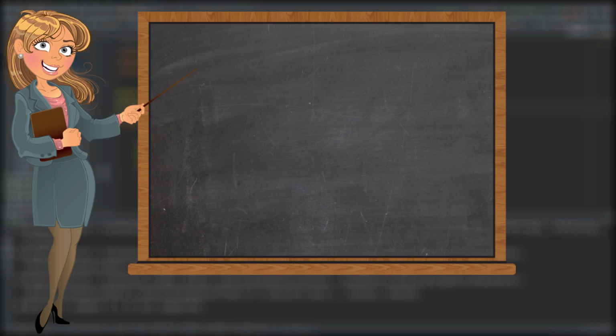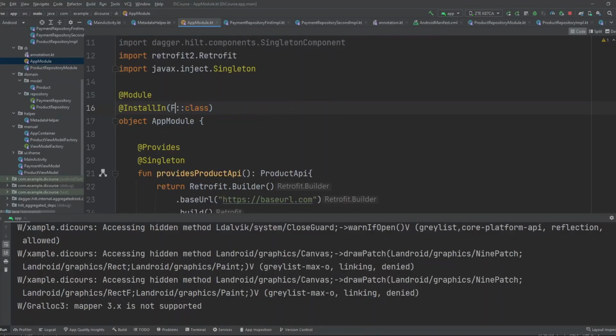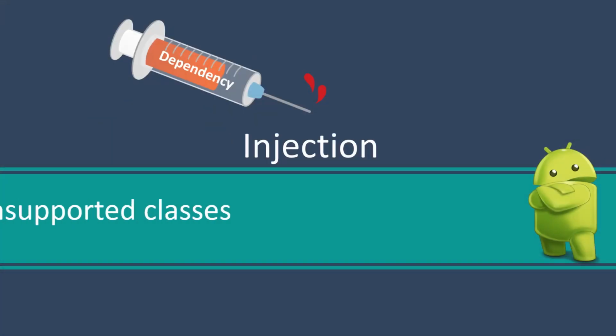For example, for the fragment, the generated component is fragment component. So here we have to do fragment component, and the scope is fragment scoped, and so on.